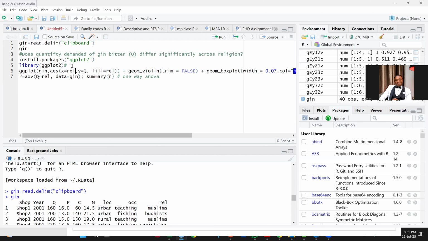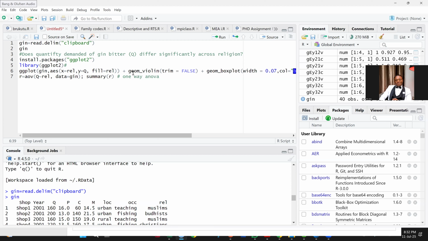However, this part of the data set, you just ignore it. Move on. Just choose the X variable, that is the variable on the X axis. And then Y is the variable on the Y axis. Then this fill will give it a color. And we want to fill it with a religious color, so we want it to choose its own religious color.